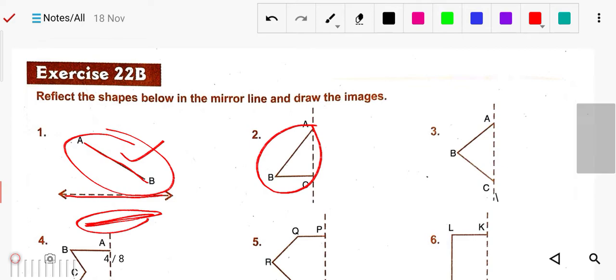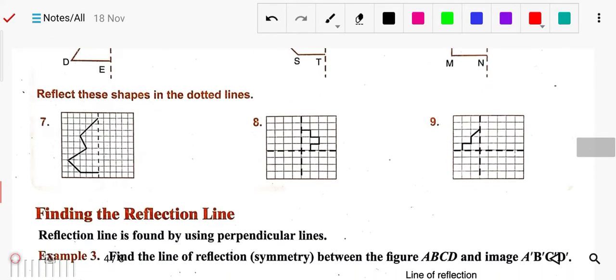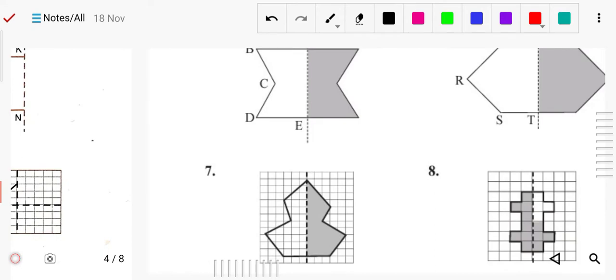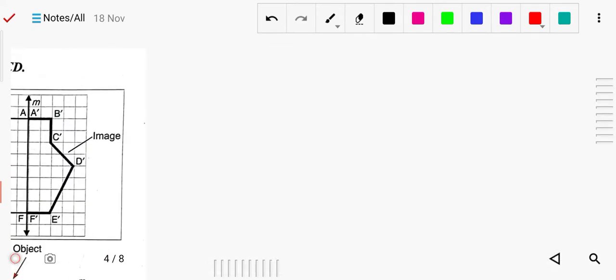These are some questions where you have to draw the images. Here is the image, so how will it look here? Reflect these shapes in the dotted line, how will it look here? For this I have already solved it. You just see the solution of all.